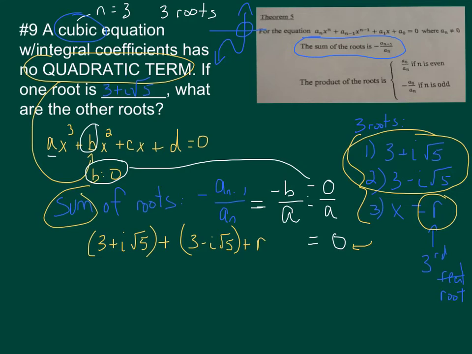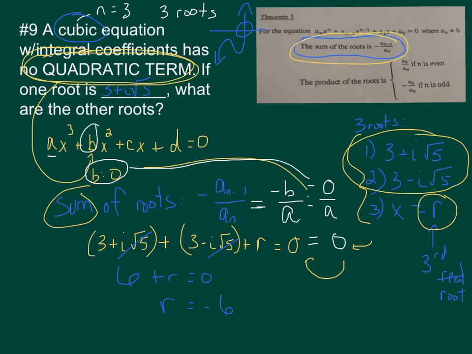Well, what do they have to add up to? Well, wait a minute, we said the sum of the roots is 0. That came from this formula up here. That came from the fact that b was 0, from the fact that we knew it had no quadratic term. Well, I can solve this. 3 plus 3, that's 6. i root 5 minus i root 5 just cancel, so 6 plus r is 0. So r is negative 6. That's the third root. That's the real root.